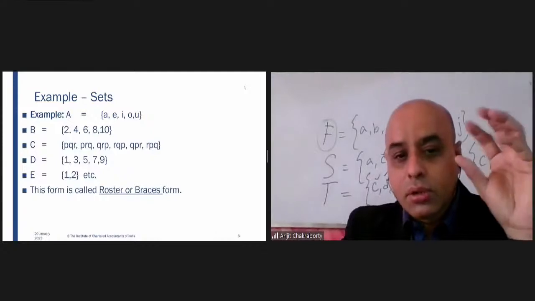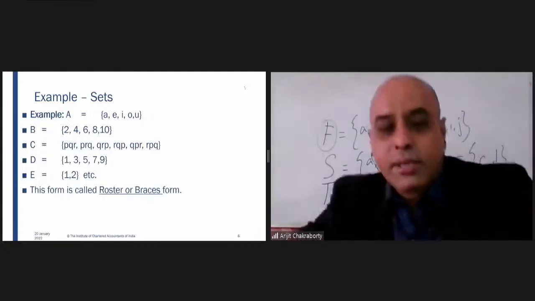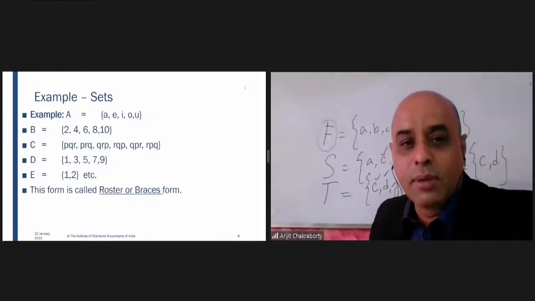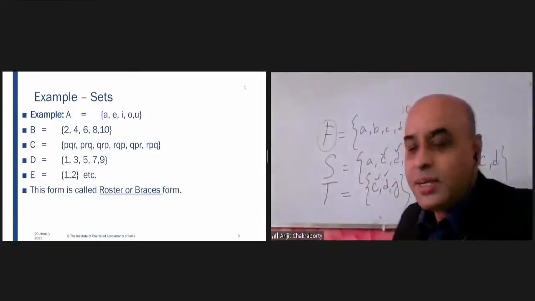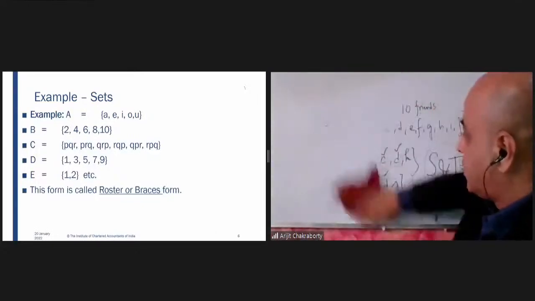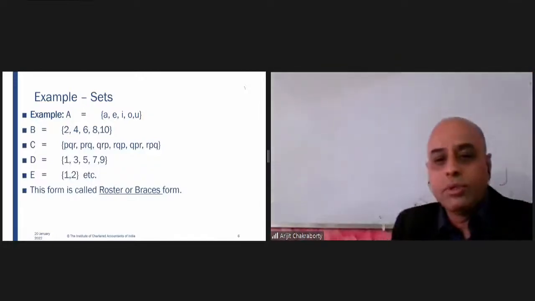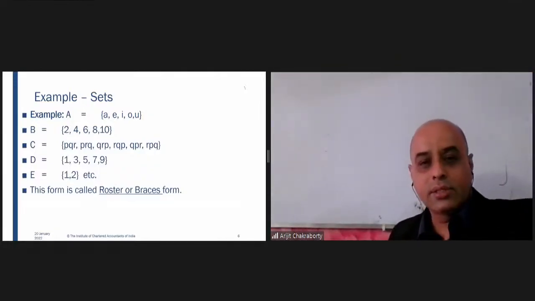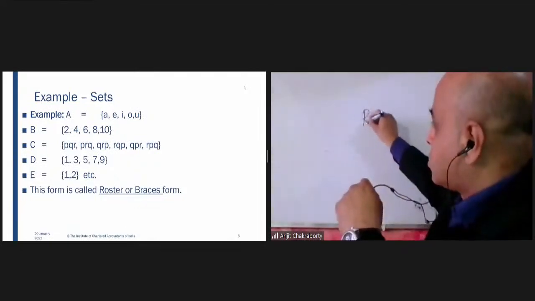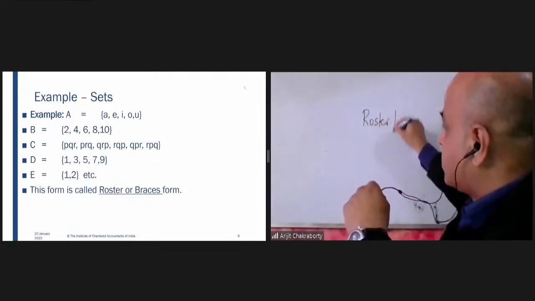Now, this is called roster form. Like some people who have a problem with their teeth, they wear braces. Similarly, when we write in this particular style, when we use these curly brackets, it is called roster form, or braces.